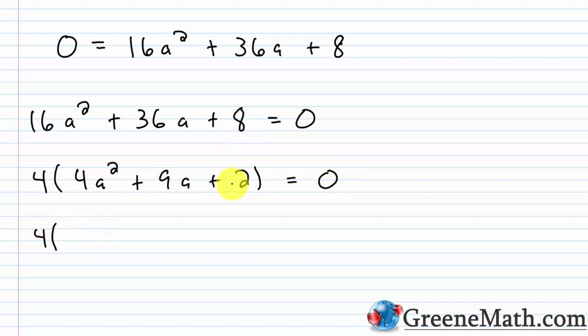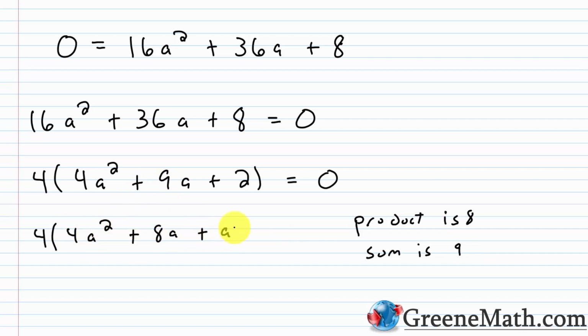So give me two integers whose product is 8 and whose sum is 9. That's easy. That's 8 and 1. So let's rewrite that middle term. We'll have 4a squared plus 8a plus a plus 2. This is equal to 0. Okay, so let's erase this.